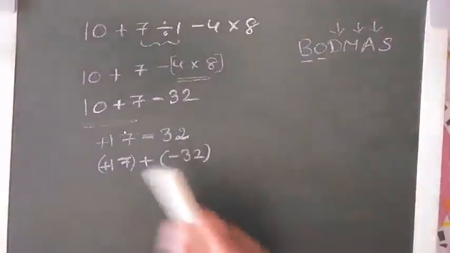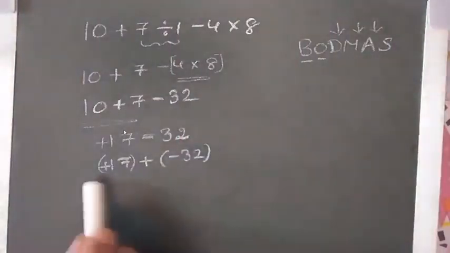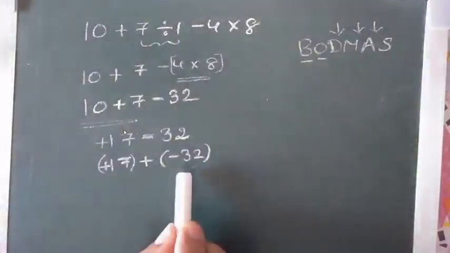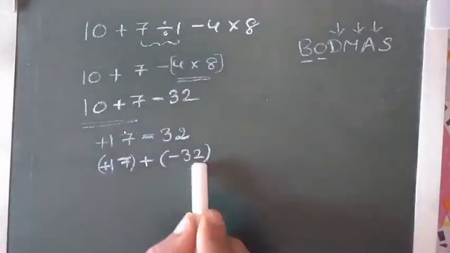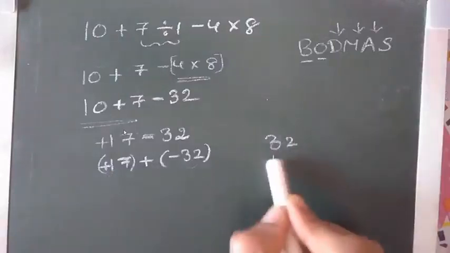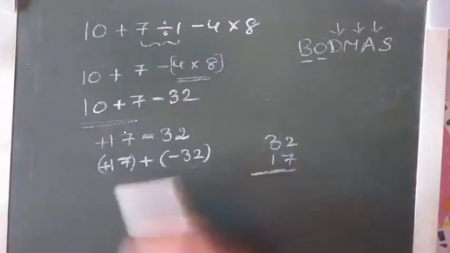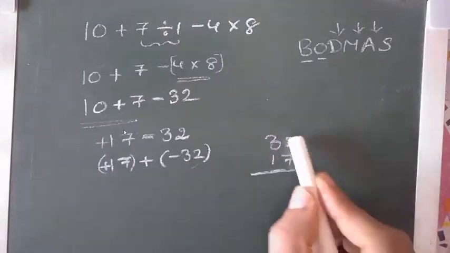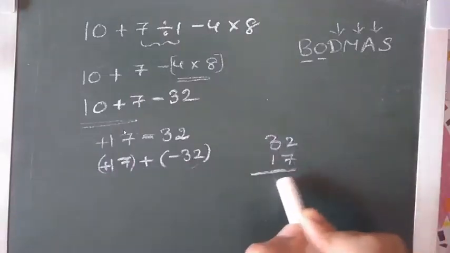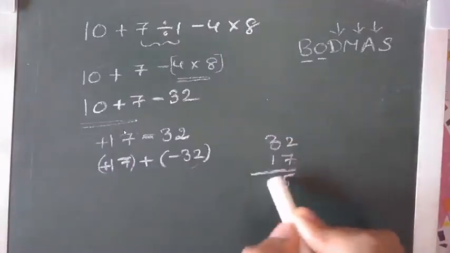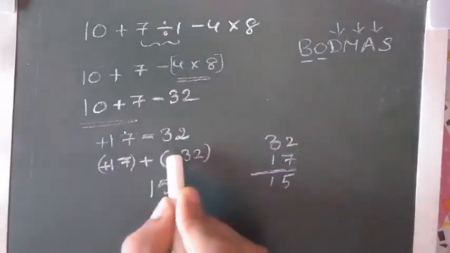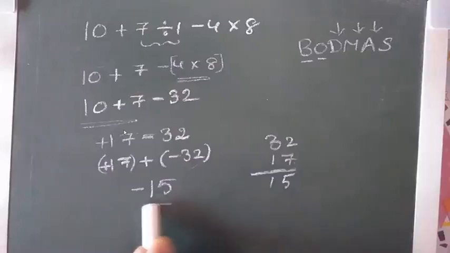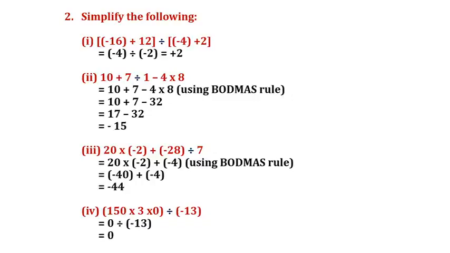Now I am adding two numbers which are having different signs. Two numbers having different signs means subtract the smaller number from the bigger number, which is 32 minus 17, irrespective of signs, you have to subtract. So 12 minus 7 is 5, 2 minus 1 is 1, so 15, and put the sign which is in front of the bigger number, which is minus 15. So this is the answer. Okay, so this is very important.